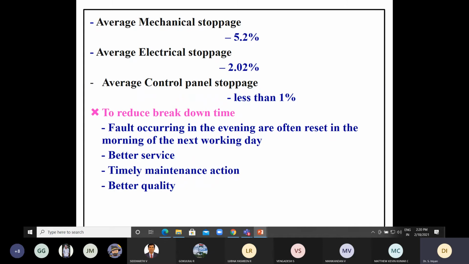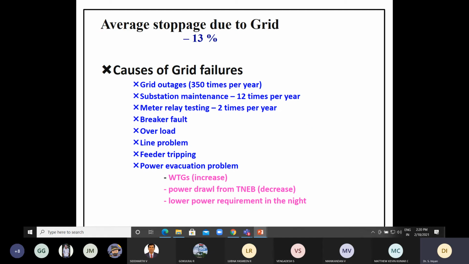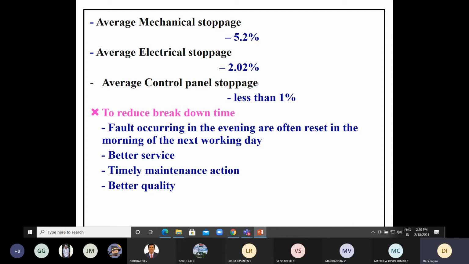These occur per year, I'm saying per year, right? This much percentage occurs for mechanical, electrical and control panel stoppage. And how do we reduce this breakdown in a year, produce continuous power, and reduce the breakdown time for a better service? The fault may occur in the evening, and we are going to reset the problem in the evening itself, and the next working day morning, the wind farms will function automatically.